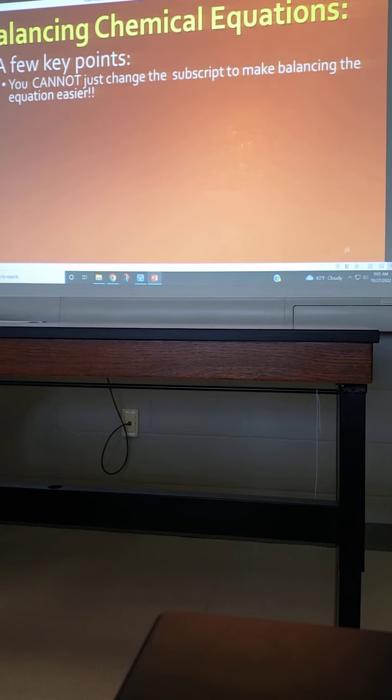What can be changed though is the coefficient, right? The coefficient is only changing the amount of that formula or that compound that you're dealing with. So the coefficient is what we're changing.